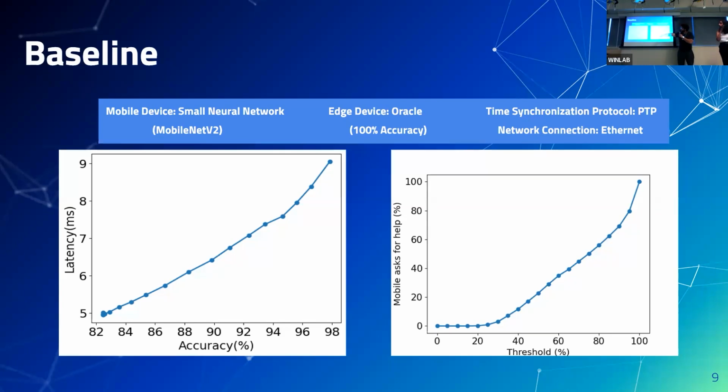As you can see, the greater accuracy that you demand, the higher the latency is. And this is a graph of the total times that it would ask the edge device for help. When it requires relatively low confidence, under 25% or so, it doesn't even ask the edge device for help. But as you increase the threshold for the confidence, then it starts asking for help.